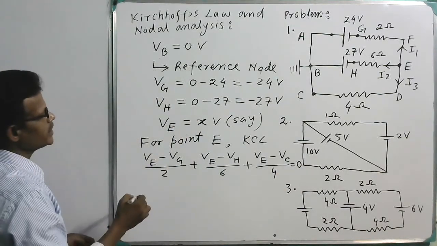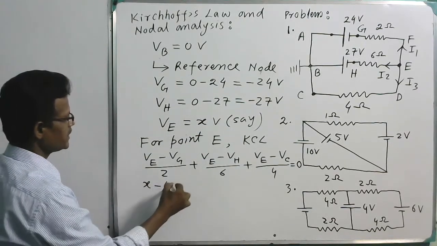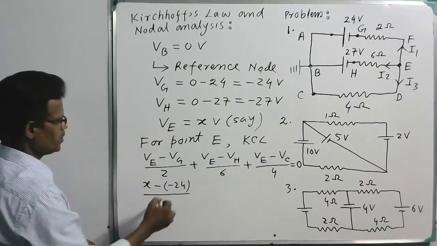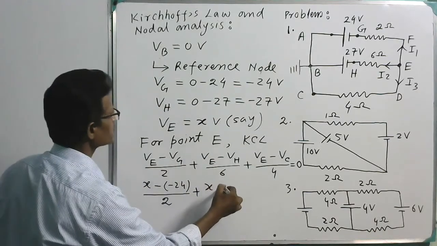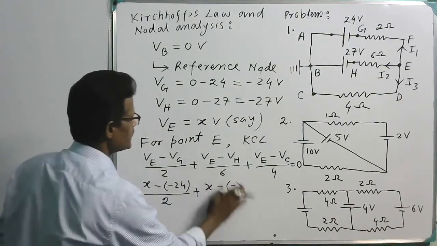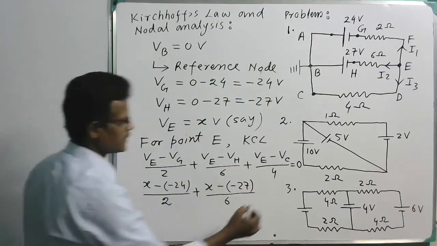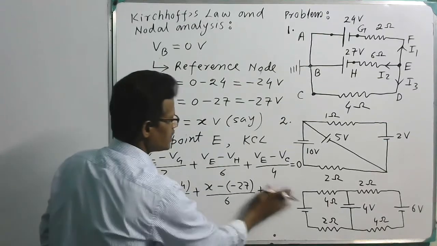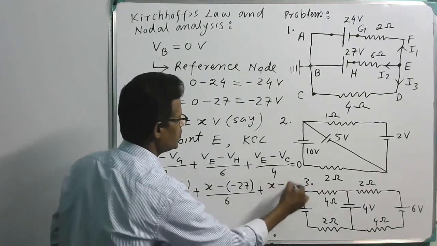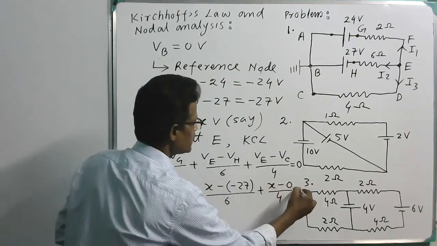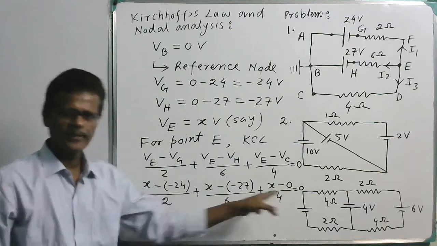Now put the values of potential. VE is how much? X. So (X minus VG), this is X minus (minus 24), by 2, plus (X minus VH), minus 27, divided by 6, plus (X minus 0) by 4, equal to 0. So there is a single variable equation.